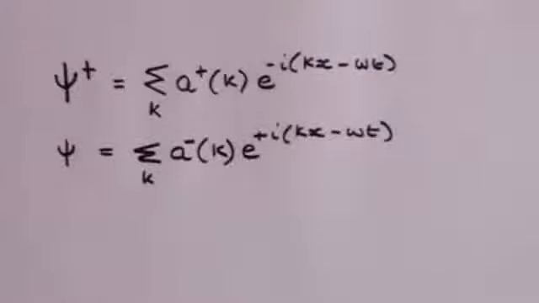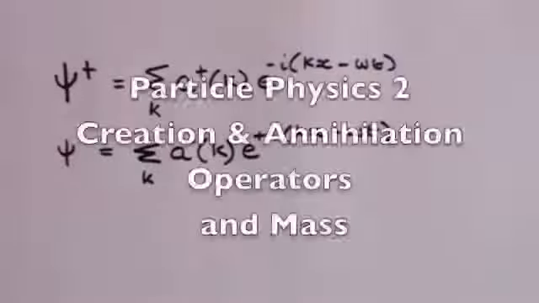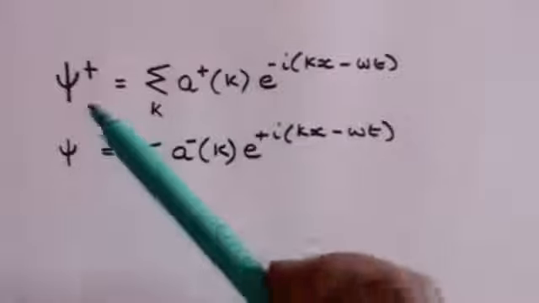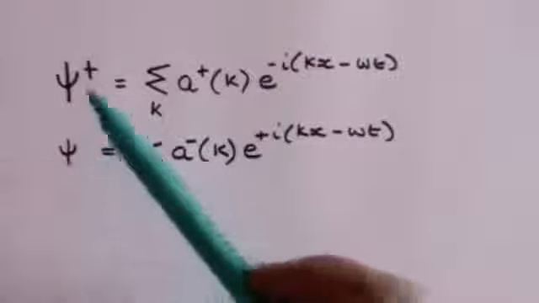Hello, today we're continuing in our series on particle physics, looking in particular at annihilation and creation operators and introducing the idea of mass. Last time we looked very simply at the idea of quantum field theory, and I kept it simple so that this is an access point so that you can all find out more by looking at other videos or books. But we developed 2 field operators, and that was psi dagger and psi.